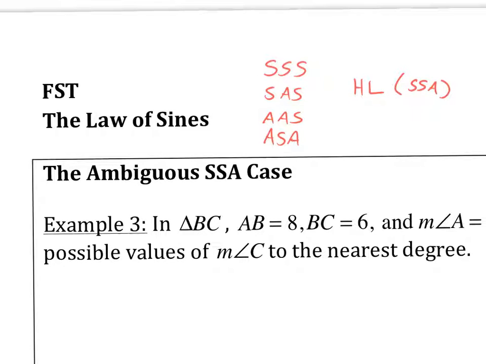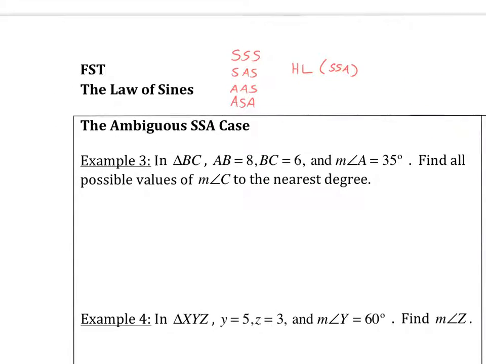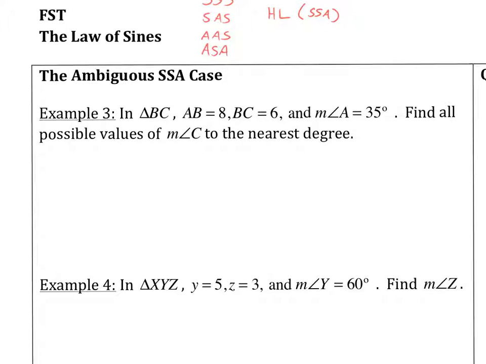Okay, so what we're going to look at is what's called the ambiguous SSA case, side, side, angle. So that means the angle is not included between the two sides. All right, so let's look at this situation, and we are going to draw a diagram to the best of our ability, or diagrams. In example 3, triangle ABC, AB is 8, BC is 6, and the measure of angle A is 35 degrees. So we're going to find all possible values of measure of angle C to the nearest degree.